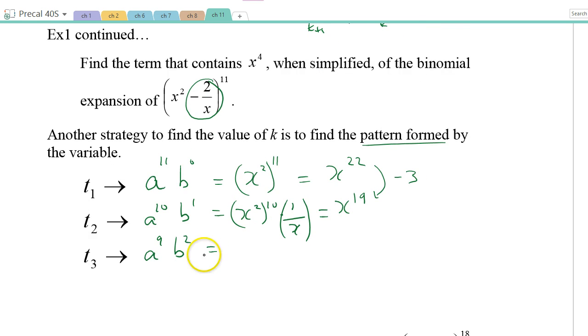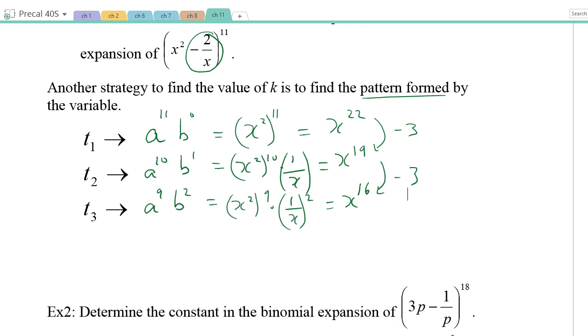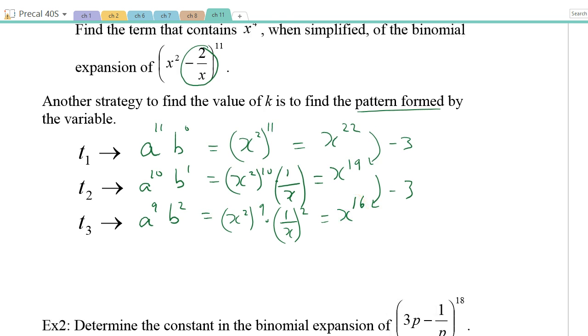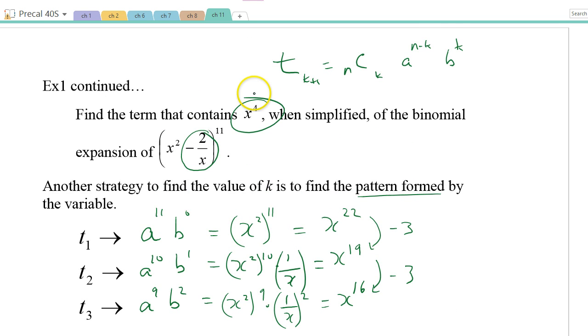I'm going to do another one to make sure that that is the pattern. So now I go x squared to the 9th multiplied by 1 over x squared. So I get x to the 2 times 9 is 18. 18 minus 2 is 16. So again, I get a drop of 3. Okay, so now I'm wondering if I just kept on extending this pattern, at what point would I get x to the 4th, right? That was the question. It says, when is it x to the 4th?